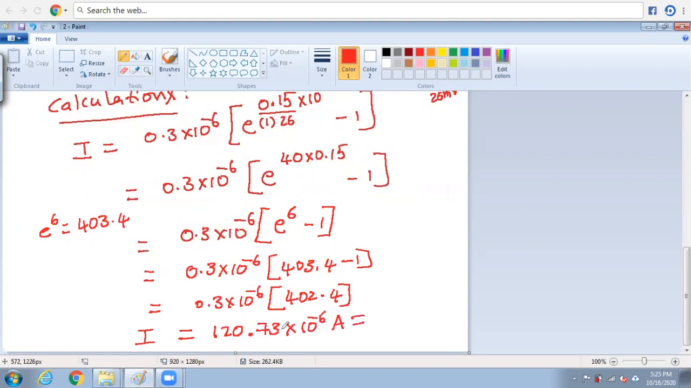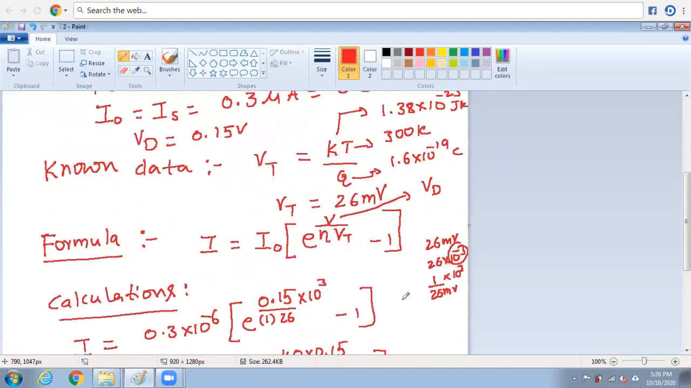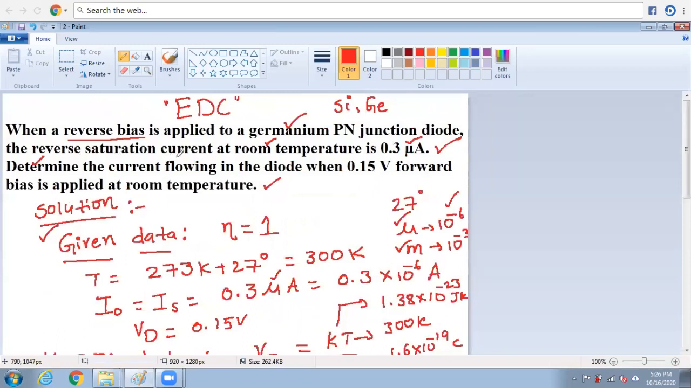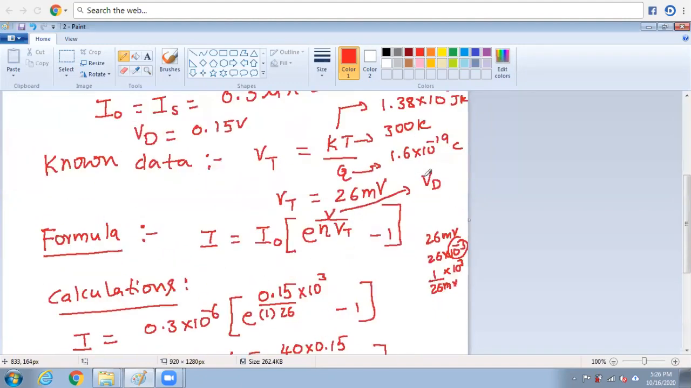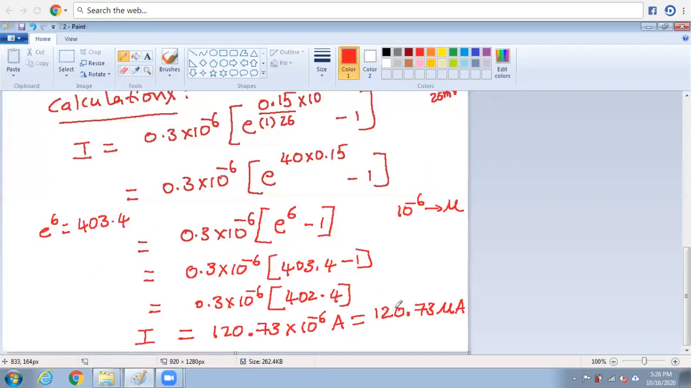The final value: 10 to the power of minus 6 is nothing but micro. So it is 120.73 microamperes. This is the forward current flowing in the diode when 0.15 volt forward bias is applied at room temperature.